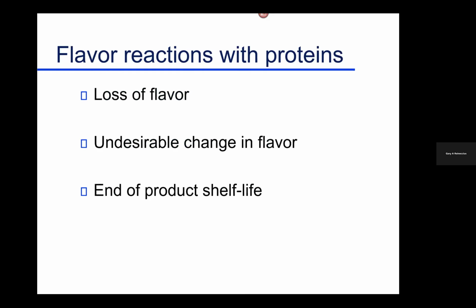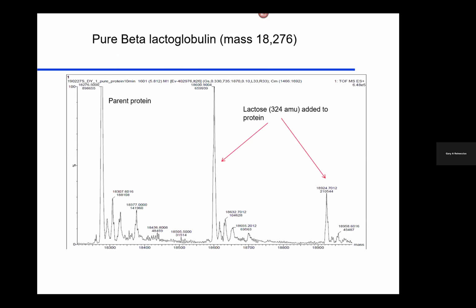And it can be simply a loss of flavor, it can be a change in flavor, or it could be the end of the shelf life of the product. Nobody wants to eat it anymore. And so the idea of looking at it with proteins was a rather interesting one to us. I don't know if there's a poster down the hallway in food science or not. It might have gone away by now. But this is looking at beta-lactoglobulin as a protein in milk.